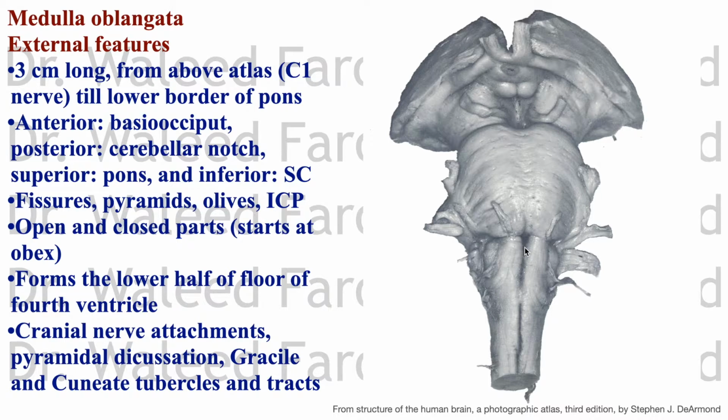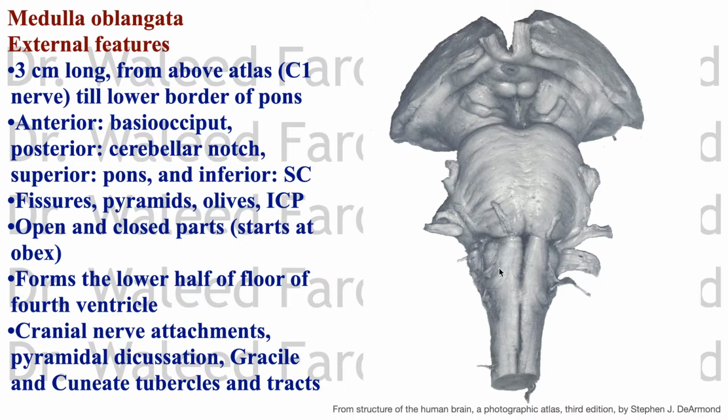As you can see here, the anterior median fissure is interrupted in the middle because of the crossing. See this interruption of the fissure, because this is the crossing of the corticospinal tract from the left side to the right and from the right side to the left. It has the pyramid, then the anterolateral sulcus.